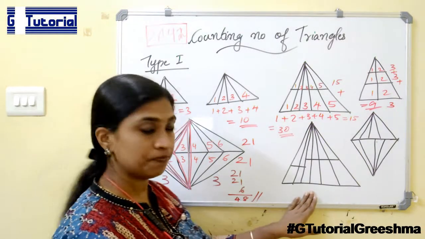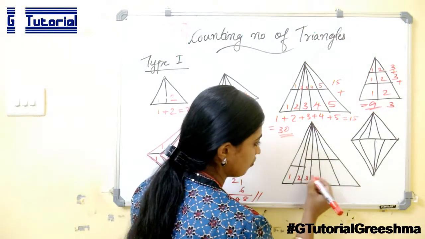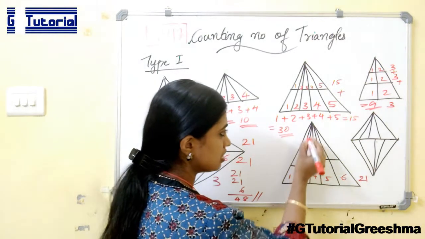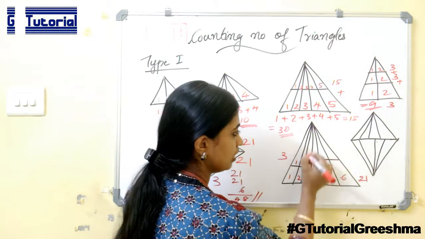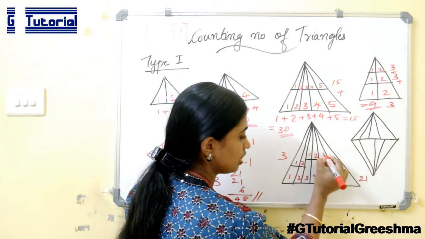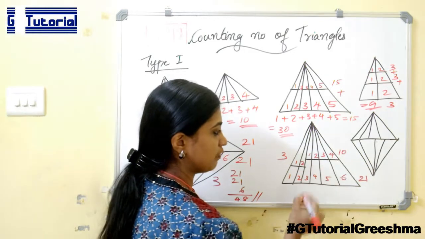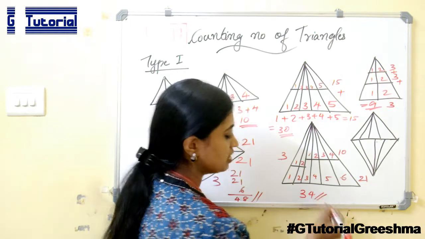Next is this figure. Let's number the outer triangle first. 1, 2, 3, 4, 5, 6. Its sum is 21. Then this triangle. 1, 2. 2 plus 1 is 3. Then this one. 1, 2, 3, 4. Its sum is 10. So 21 plus 10, 31 plus 3, which is 34. That is the number of triangles in this figure.